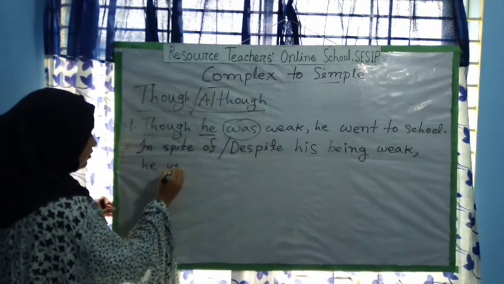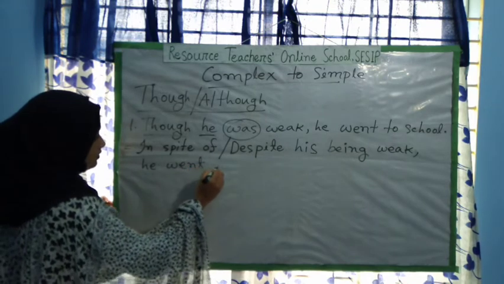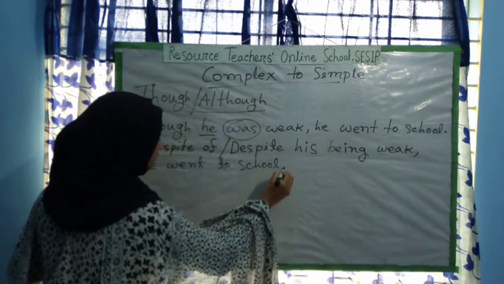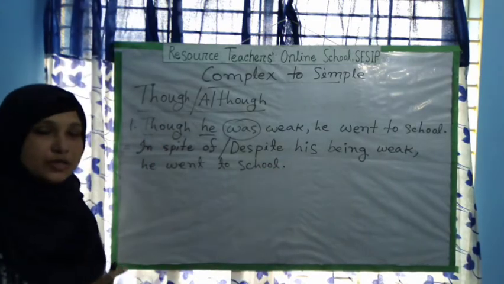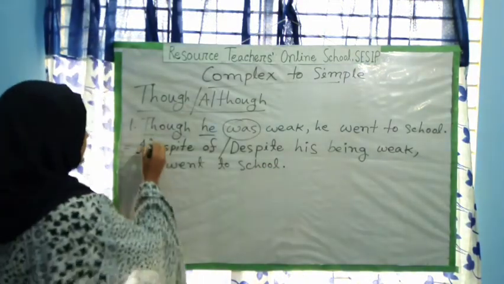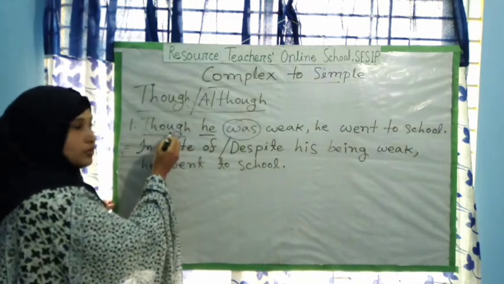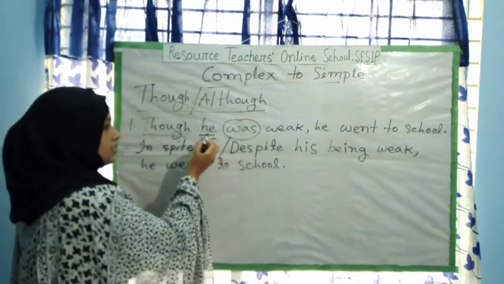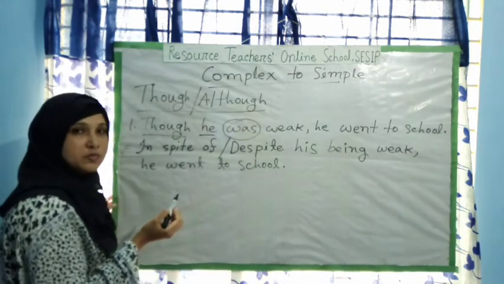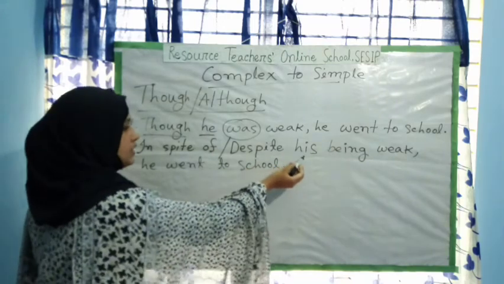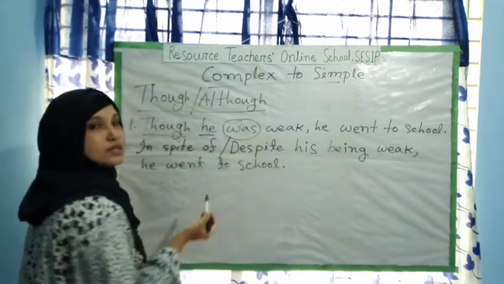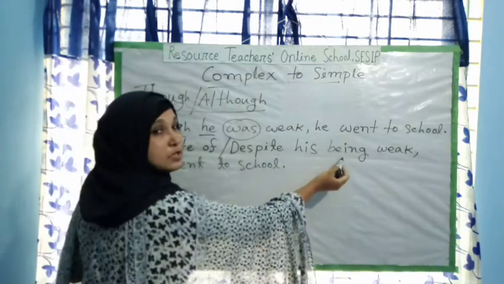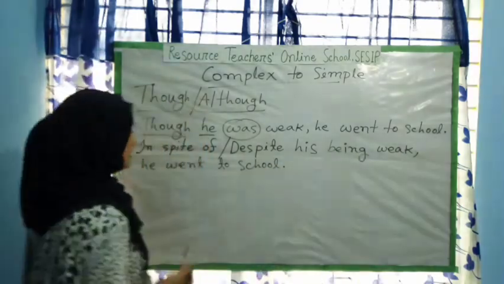He went to school. Dear students, notice 3 changes. Instead of though or although, we have to write in spite of or despite. Then the possessive form of subject, his. Was. Am, is, are, was, were, instead of these 5 verbs, we have to write being. Then rest of the sentences.